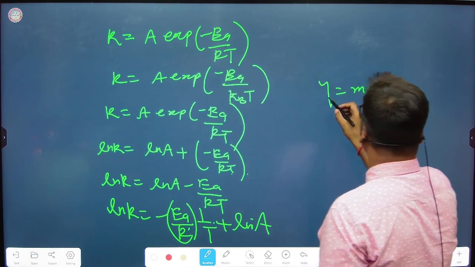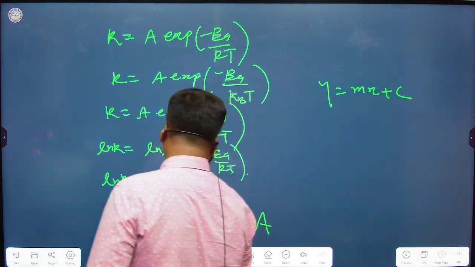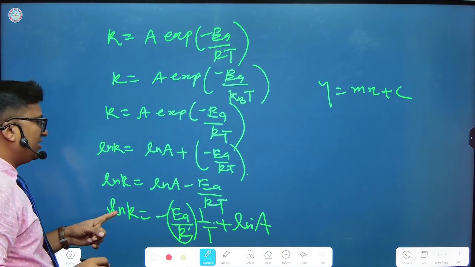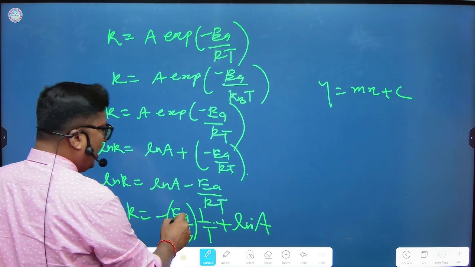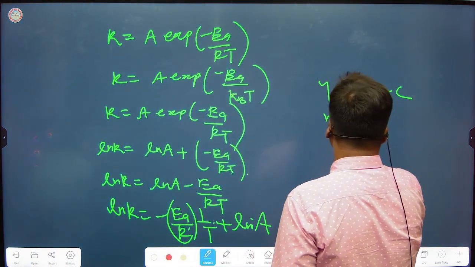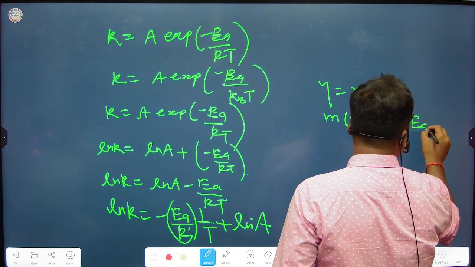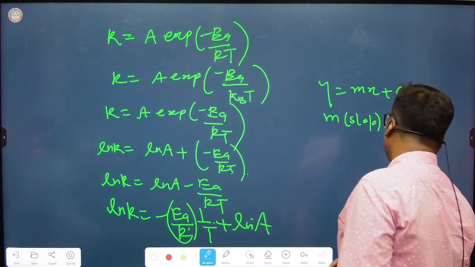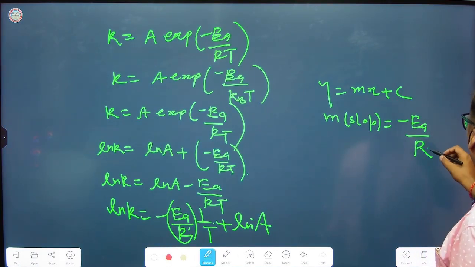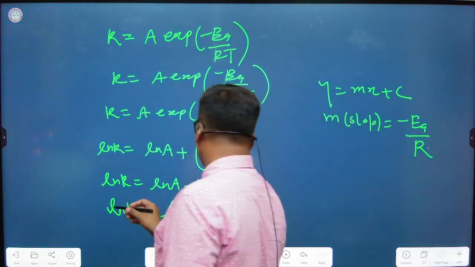So this equation looks like y is equal to mx plus c. This is the equation for a straight line. Here ln K, natural logarithm on base e, is y, and m is the slope. Slope is equal to minus EA upon R. So if you have the activation energy and we put in the R value, then we can get the slope of this straight line.